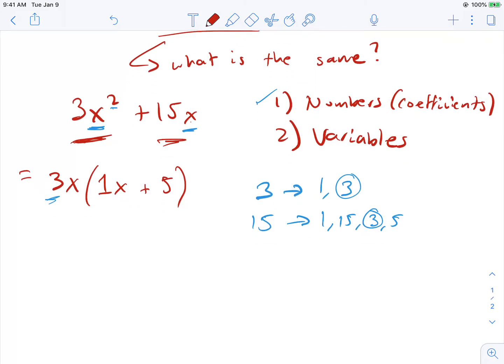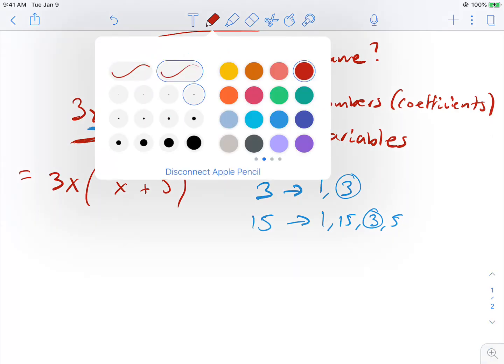So that would be factored. Here's what I took out. Here's what I am left with. The only thing that we kind of don't like doing is just putting that 1 there. Let's just erase that. And that would be factored appropriately, which is perfect. And that's kind of what we're going to be doing. We're looking at what is the same and then taking it out.